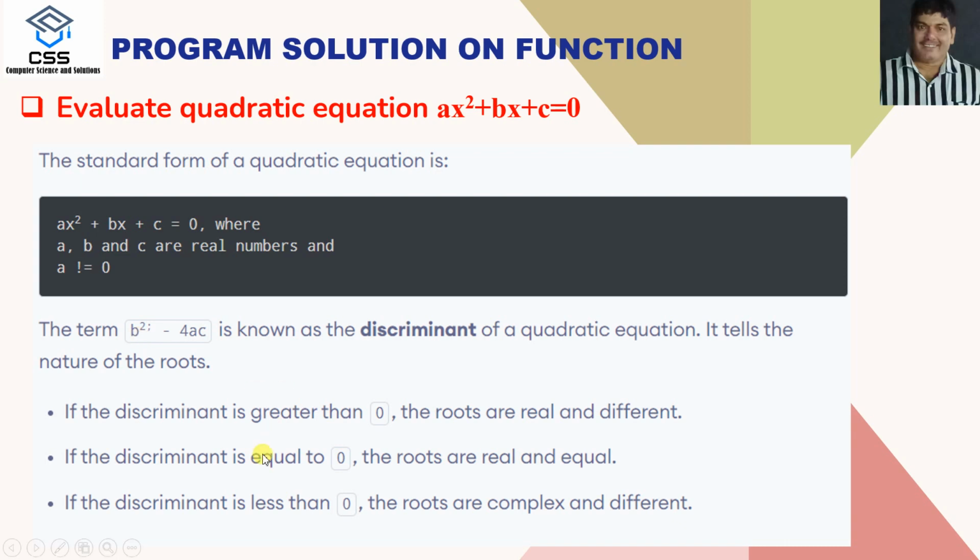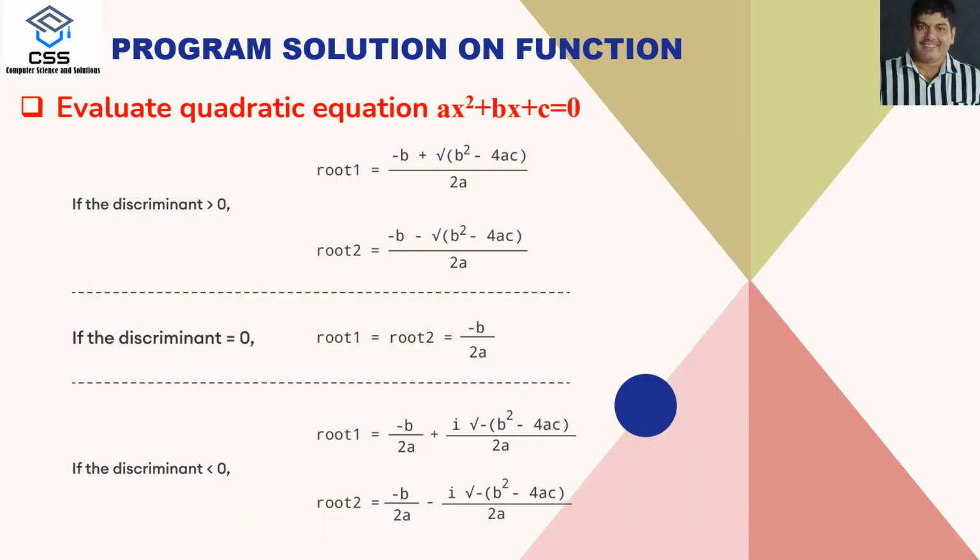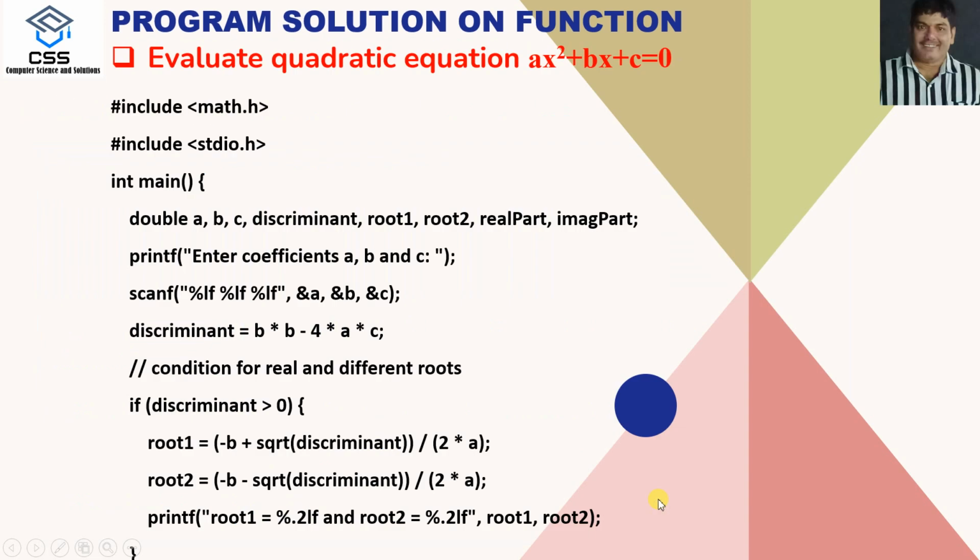If the discriminant is greater than 0, means b square minus 4ac, then the roots are real and different. If the discriminant is equal to 0, the roots are real and equal. If the discriminant is less than 0, the roots are complex and different. And of those three equations, only one will occur at a particular instance. Now we want to evaluate with the programs.